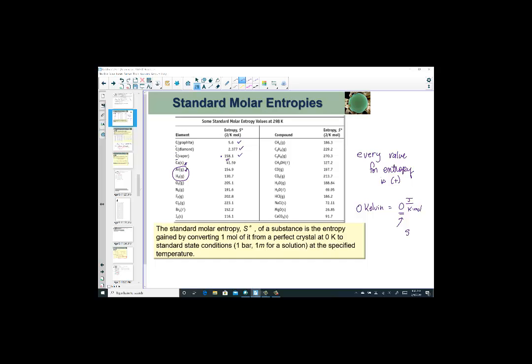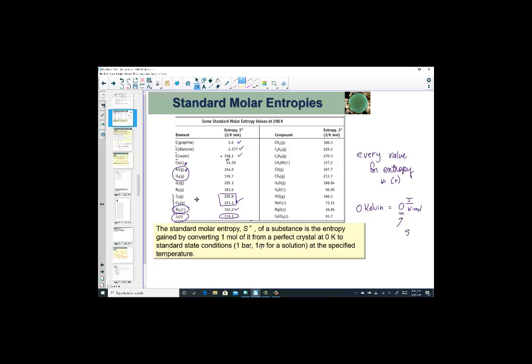And notice also that the trend shows in the halogens, fluorine, chlorine, bromine, and iodine. Bromine, of course, is in a liquid phase, so it would have lower entropy. Iodine is in a solid phase, so it has lower entropy. But if I'm comparing the two gaseous halogens, fluorine and chlorine, the heavier molecule will have greater entropy.